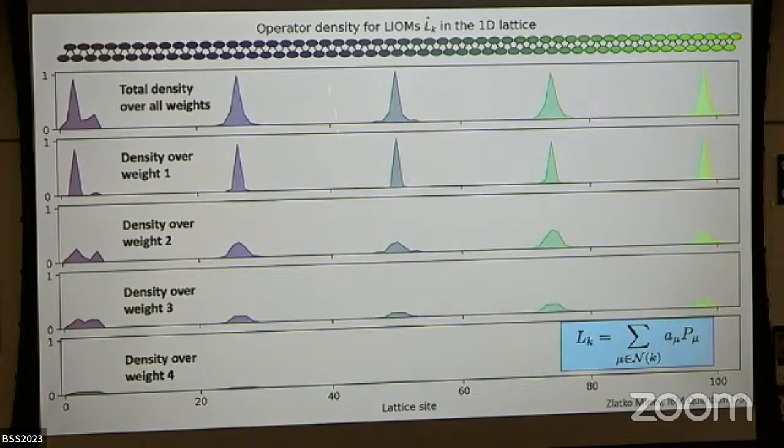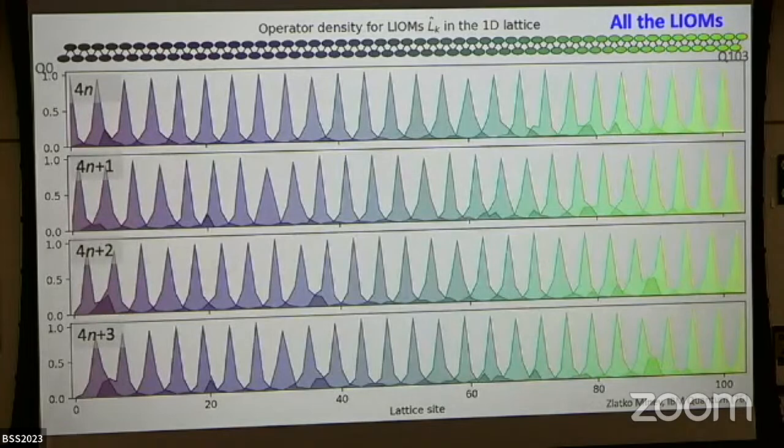And then I can do this for more sites. I can do this for site two, site 75, and so on. And not only that, I can do it for every single site. So now I can find 104 different integrals of motion for this 104 qubit chain that, if you orthogonalize them, should be orthogonal. So they should form a complete set. Because there are so many of them and they're quite densely packed, I've just plotted every fourth integral of motion, or LIOM, on a different axis here. And this is for one disorder realization.